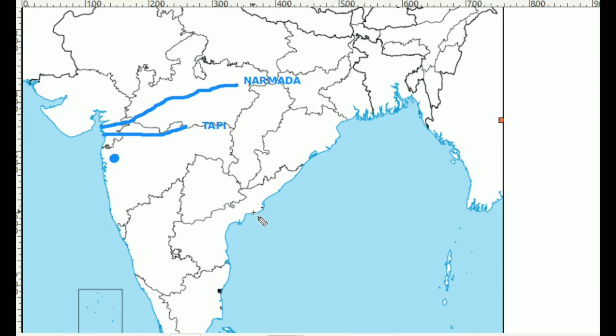Now, the longest river of peninsular India, it is Godavari. Just mark the 2 points, starting point and ending point. You can join the points like this. This is Godavari, the longest river of Peninsular India.